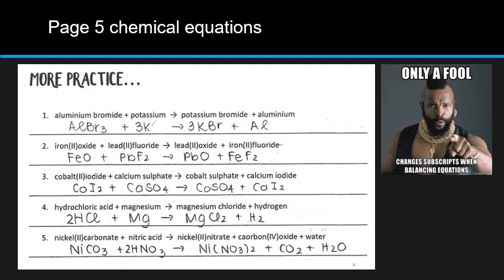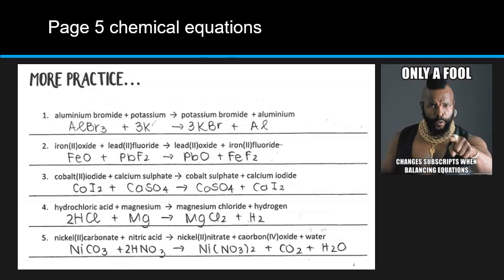Or if I need 2 hydrochloric acids, that is going to influence how I'm going to write my magnesium chloride. Here we've got cobalt iodide and calcium sulfate. And if you look carefully, what's happening there? That is a double displacement reaction. You've got iron oxide and lead fluoride leading to lead oxide and iron fluoride. Once again, an exchange reaction.